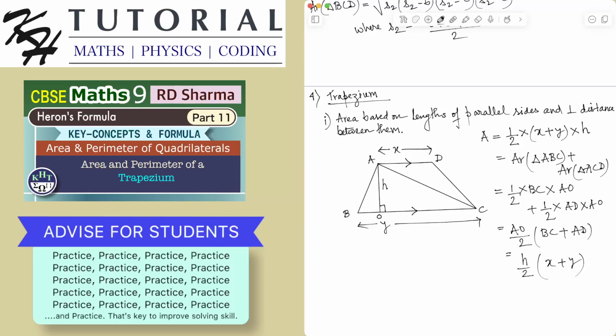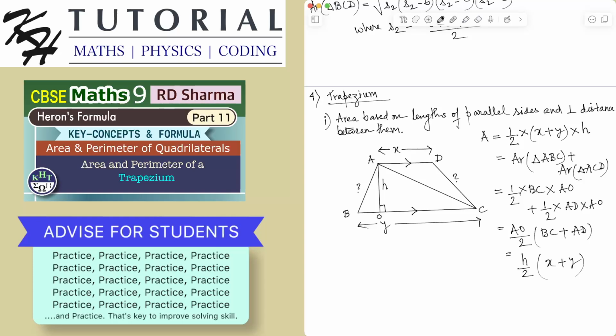Now altitude means the perpendicular distance between the parallel sides. Obviously with these three pieces of information, that is x, h and y, we cannot find the perimeter. To find the perimeter of the trapezium, we of course need the length of all the sides. We only know the length of the parallel sides. We do not know the length of AB or DC. So we cannot find the perimeter.